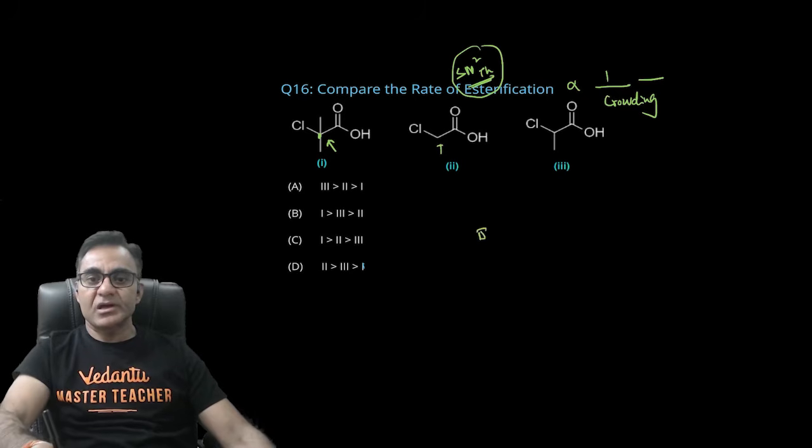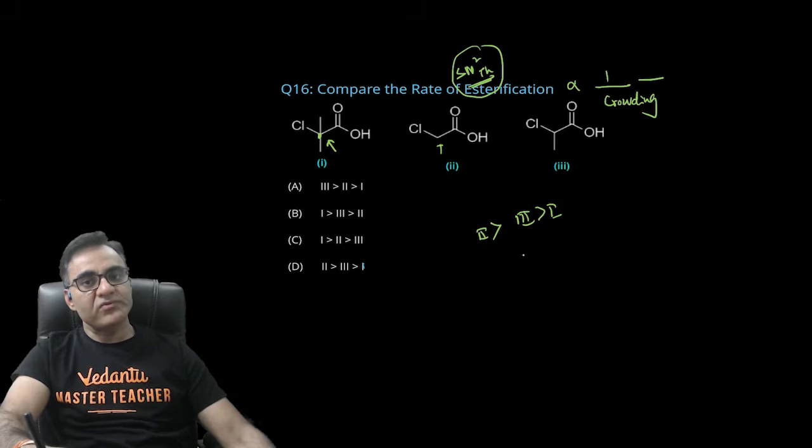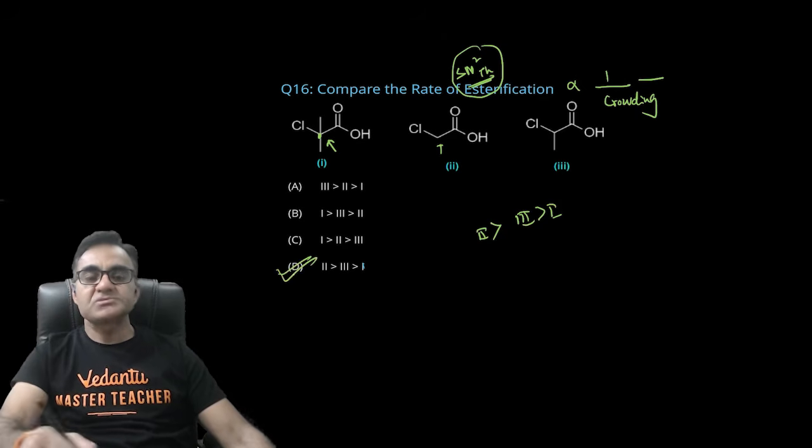Alright, based on crowding factor, higher will be the crowding, lower will be the rate of esterification. So your D option is going to be correct one.